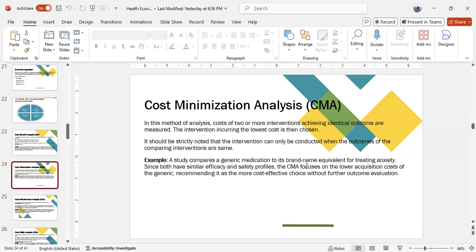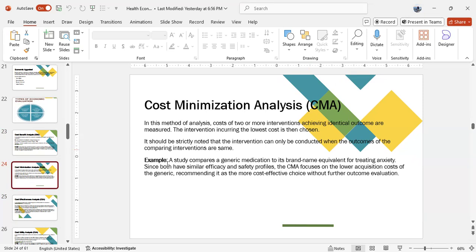Cost minimization analysis. In this method of analysis, cost of two or more interventions achieving identical outcome are measured. The intervention incurring the lowest cost is then chosen. It should be strictly noted that the analysis can only be conducted when the outcomes of the compared interventions are the same.